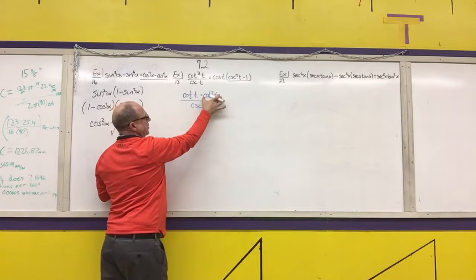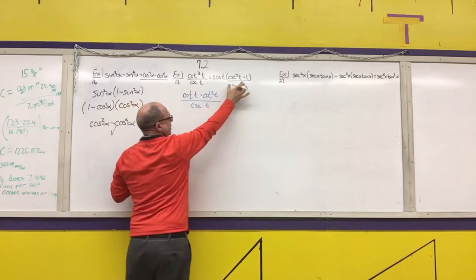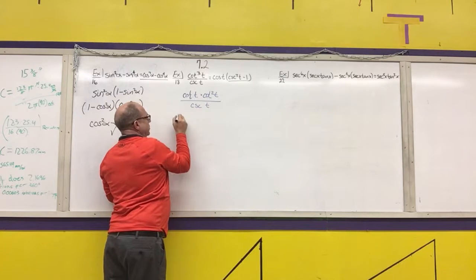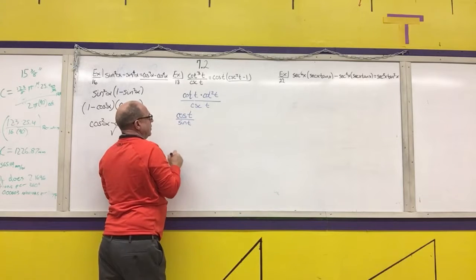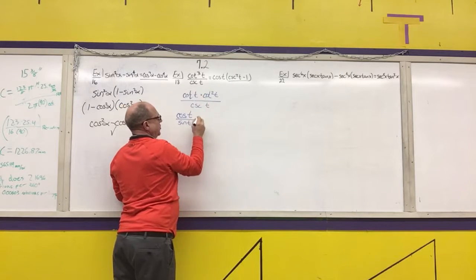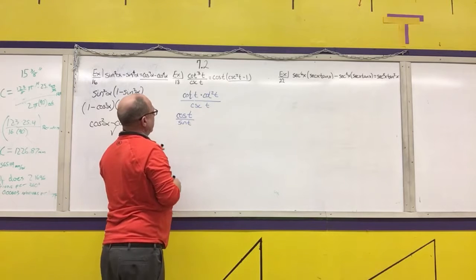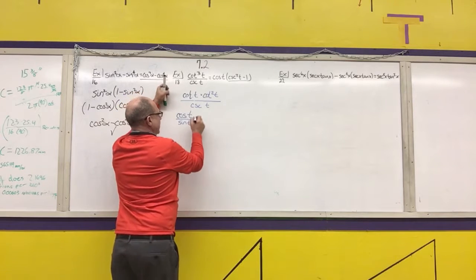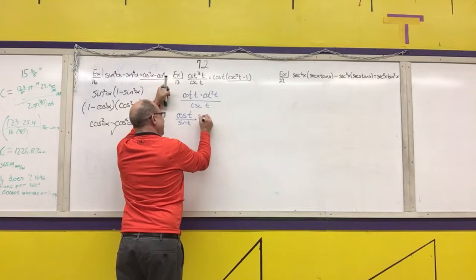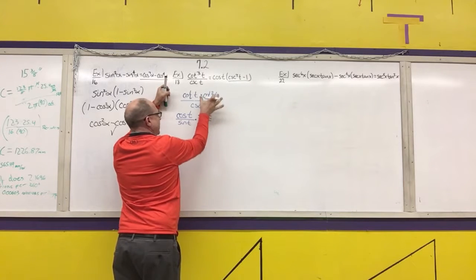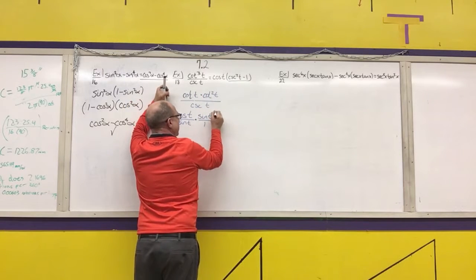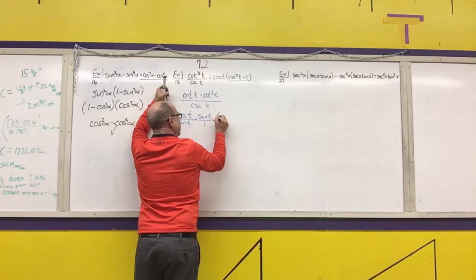This cotangent squared t is this part right here. So cotangent is going to be cosine over sine. So that gives me cosine t over sine t. Cosecant is 1 over sine, so that's 1 over sine. So that's going to give me sine t over 1. And this is that part right there. Cosecant squared t minus 1.